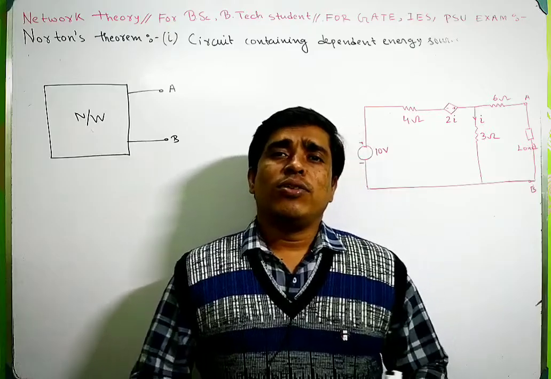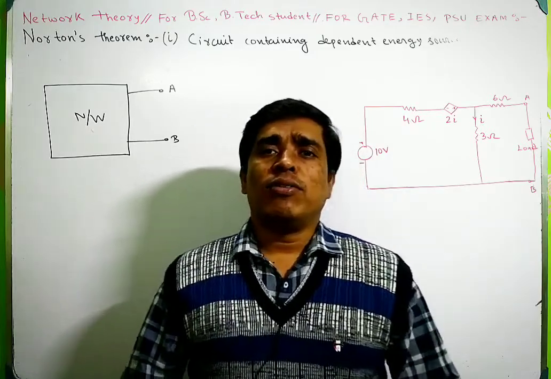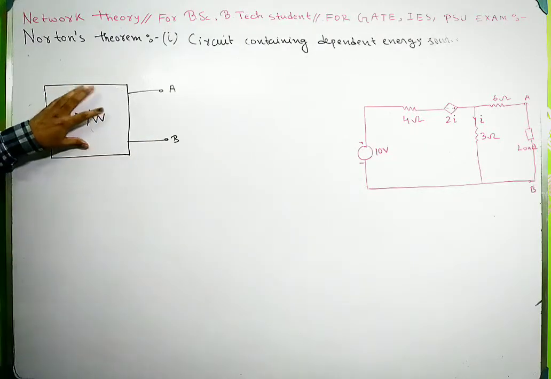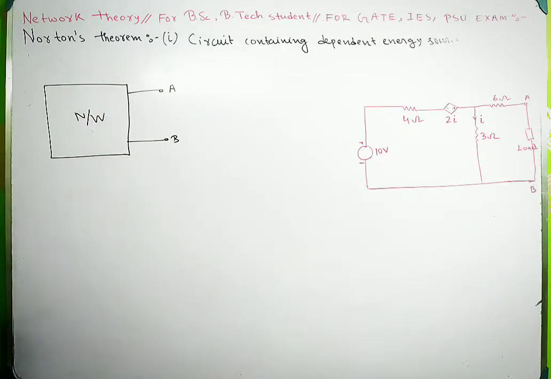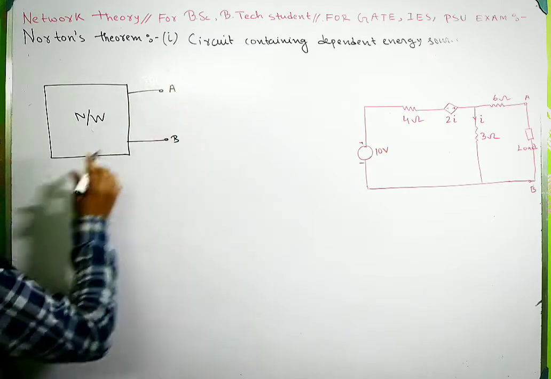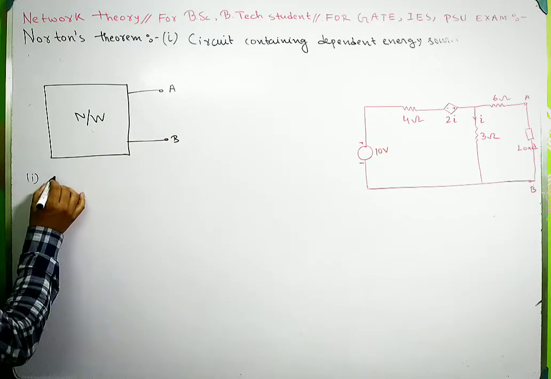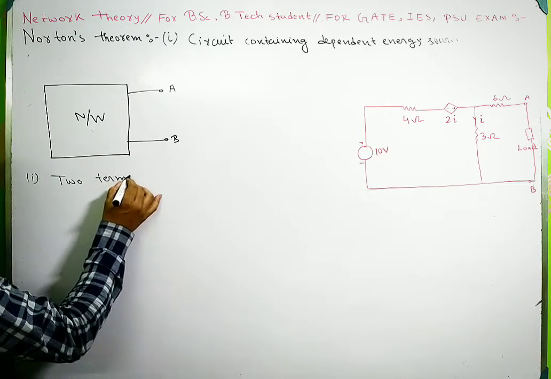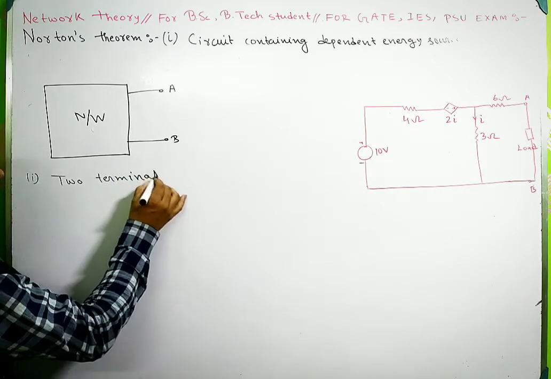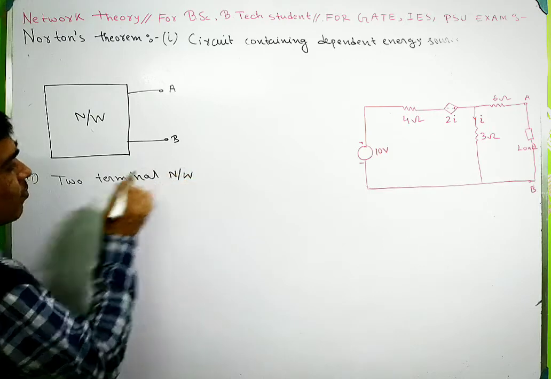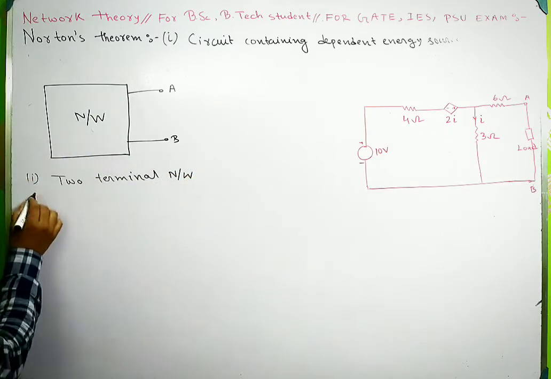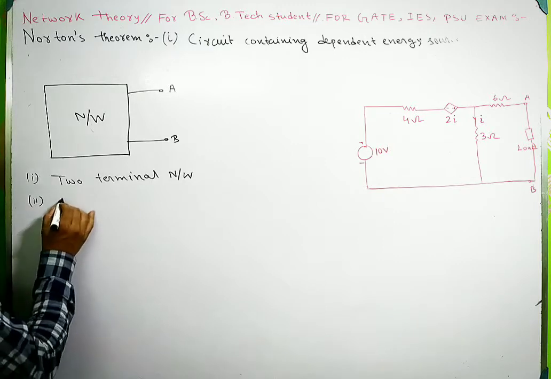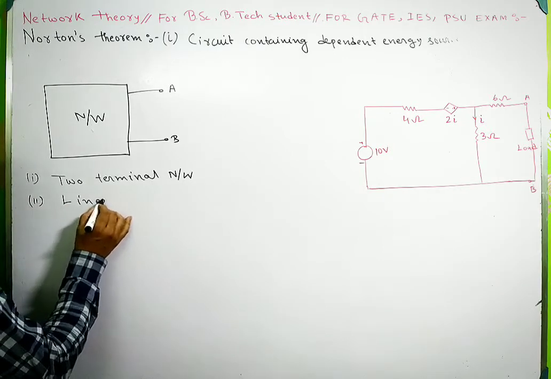Hello friends, today we will discuss Norton Theorem. Suppose this is a network. This network has two terminals, so this is a two-terminal network. It must be a linear network.